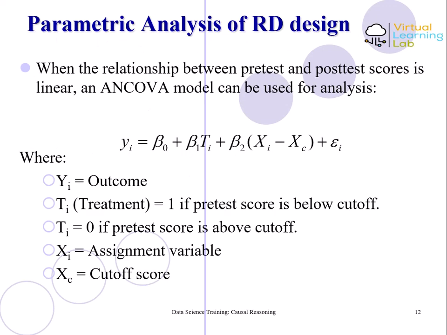So the analysis for a regression discontinuity design can be quite simple. An ANCOVA model can be used to estimate the local average treatment effect. So in this model here, we have the outcome y as a function of treatment t plus the assignment variable x, centered around the cutoff xc. And this is the simplest model.